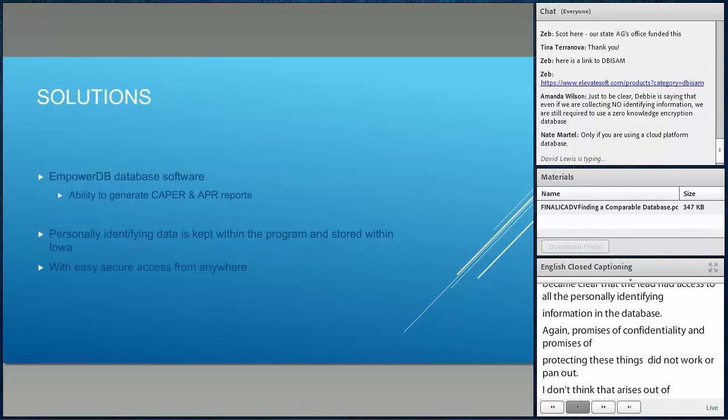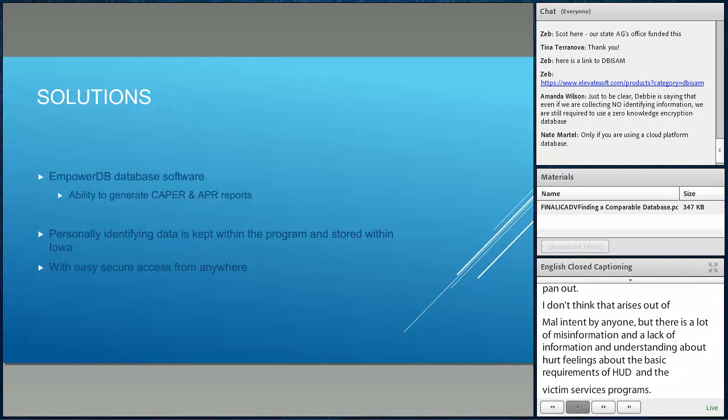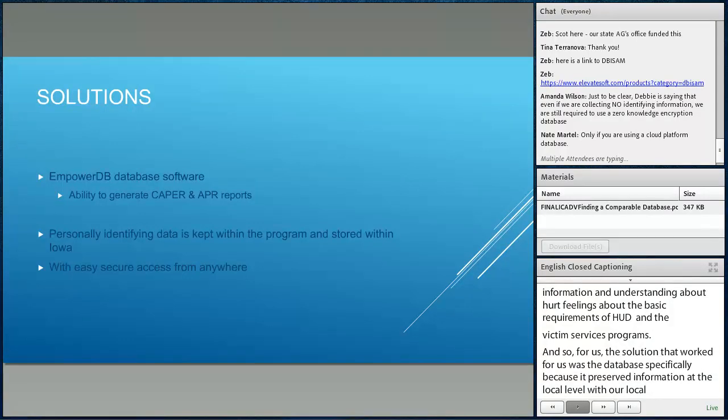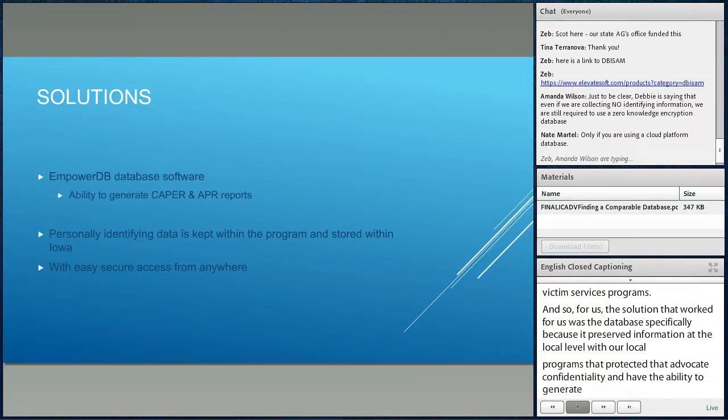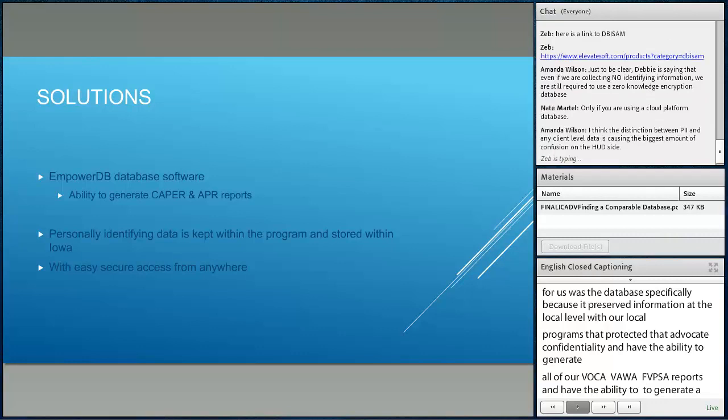And so for us, the solution that worked was the Empowered DB database, specifically because it preserved information at the local level with our local programs, which protected advocate confidentiality. It had the ability to generate all of our VOCA, VAWA, FIPSA, and other state domestic violence reports, and had the ability to generate a HUD CAPER and HUD APR report. And the personal identifying information was kept within the program and is actually stored in Iowa, so there is no question that Iowa law, Iowa confidentiality applies to any of the information that we put into the database.